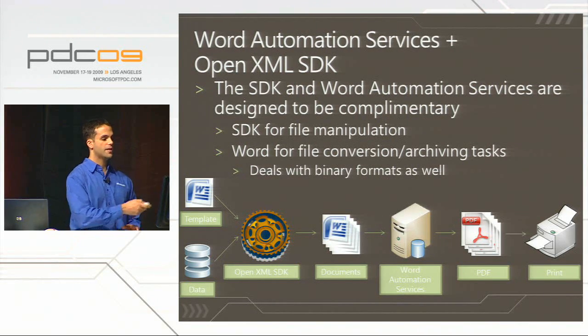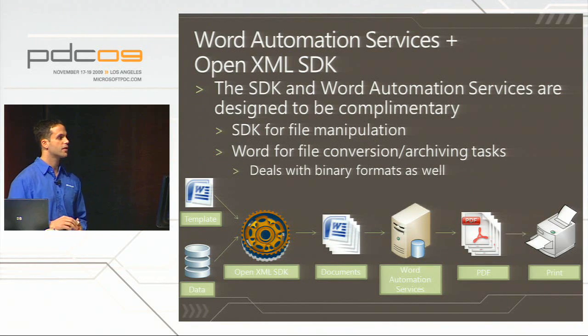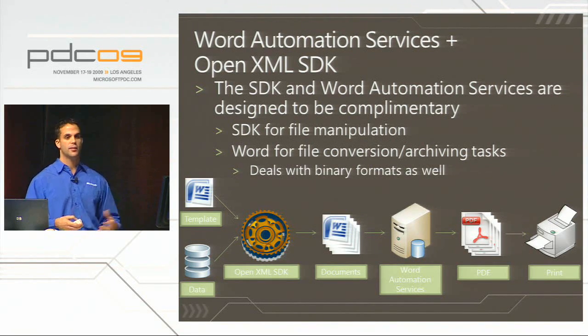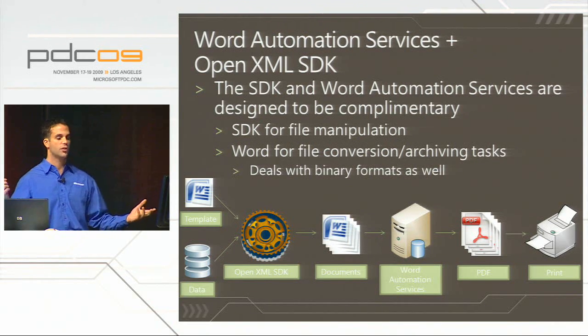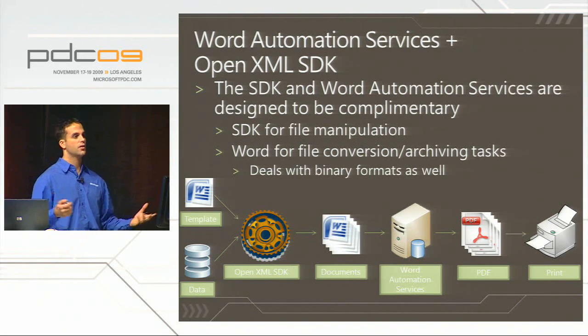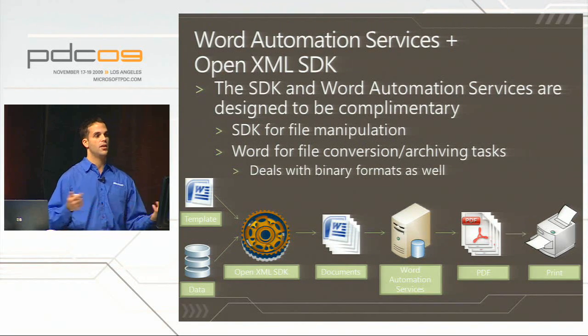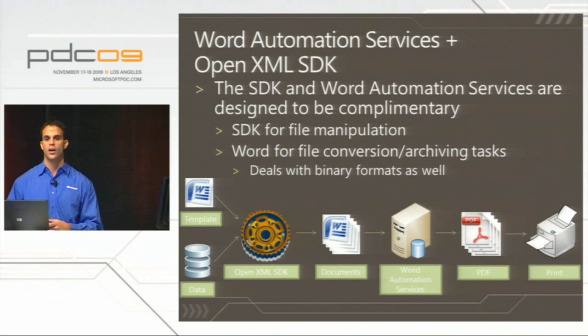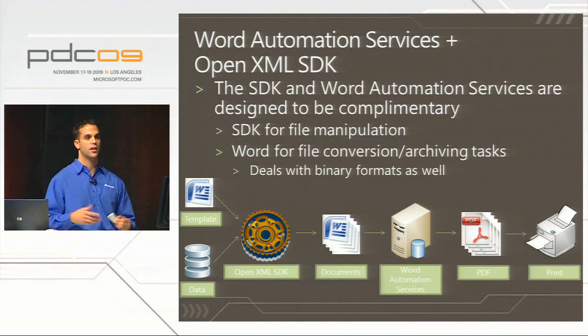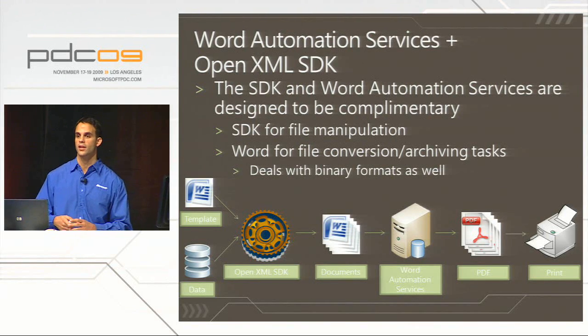This diagram basically shows the first demo that I showed you, which is you have a template document. You use the SDK to inject data from a database. You generate a whole bunch of Word documents. You take those Word documents and use Word Automation Services to convert them to PDF, and then you can connect those PDF files to a printer, and then you have right there an end-to-end solution that does bulk printing right on the server.